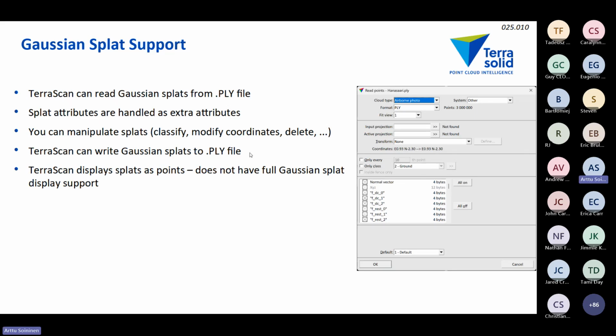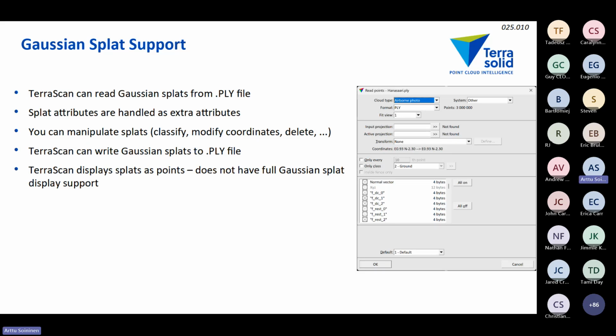TerraScan cannot generate Gaussian Splats, but we can read Gaussian Splats in. And the main file format for those is PLY. So there is something called extra attributes now in TerraScan. TerraScan can read point attributes which it doesn't have built-in logic to make use of. But it recognizes that there are some values associated with the points, and there is a name and there is a data type. And we can read all of those into TerraScan.